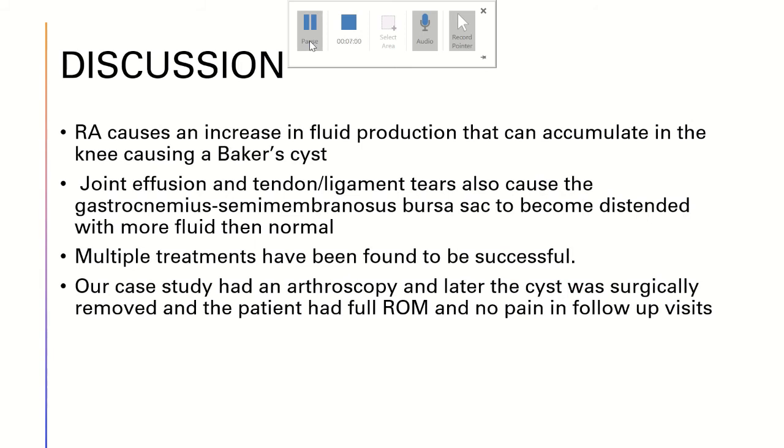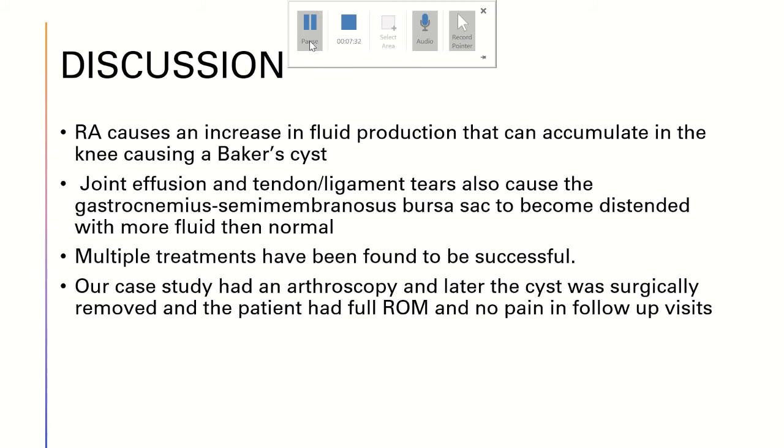So, as kind of a summary or discussion, for our patient in this case, his rheumatoid arthritis definitely caused an increase in fluid production that accumulated in the back of the knee, causing his Baker's cyst. But in other cases, joint effusion and tendon or ligament tears can also cause this bursa sac to become distended and filled with fluid that is not normal.